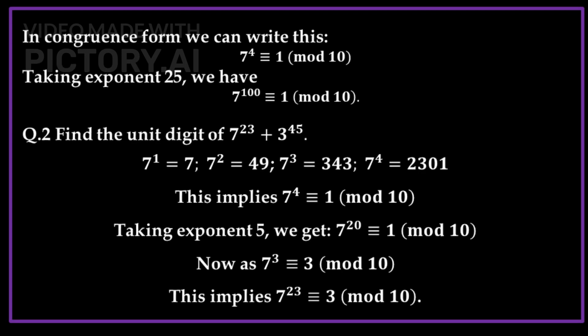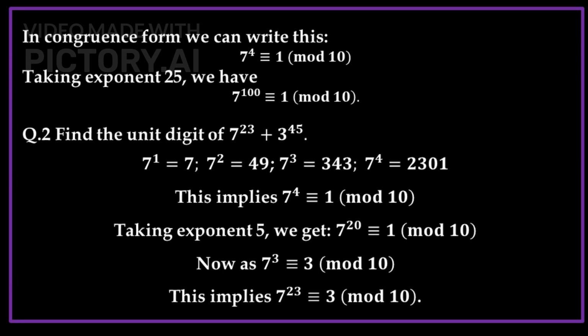In the congruence form, we can write this as 7 raised to the power 4 is congruent to 1 modulo 10. Taking exponent 25, we have 7 raised to the power 100 is congruent to 1 modulo 10. This implies 7 raised to the 100th power has a unit digit of 1. Great. Now let us consider another example in which we have to find the unit digit of this expression.